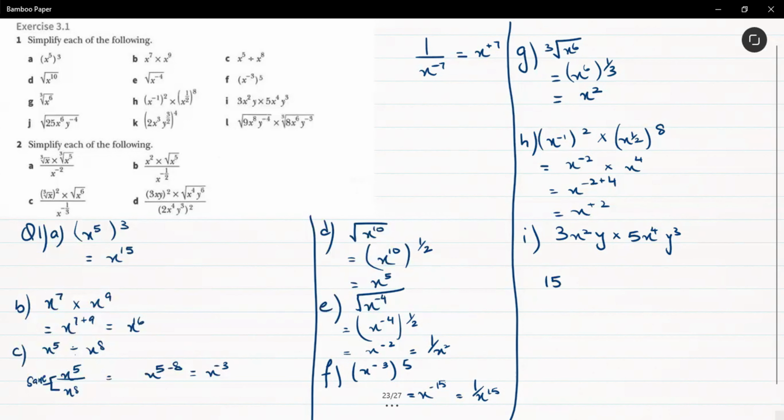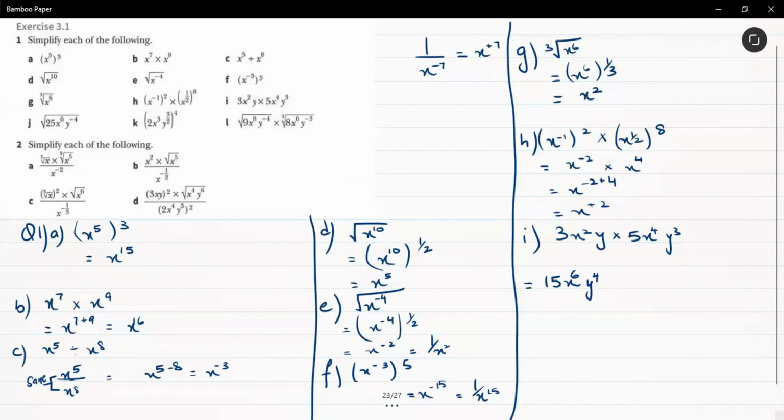We write it separately, x to the power. So we multiply only the x values. So x squared multiplied by x to the power 4. Again, they are multiplying with each other, so we are going to add their powers up. So 4 plus 2 is equal to 6. 15 x to the power 6, and y cubed multiplied by y is equal to y to the power 4. So that's it.